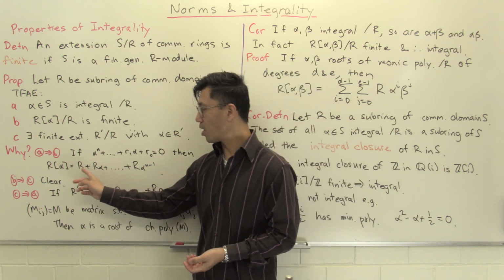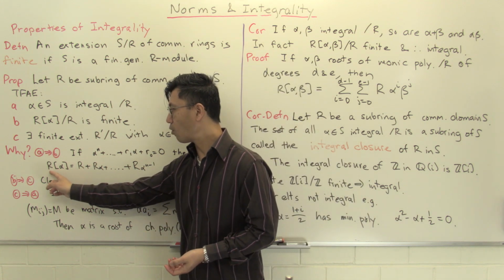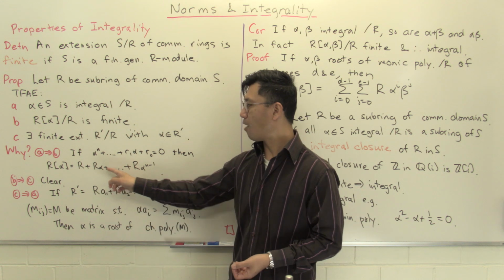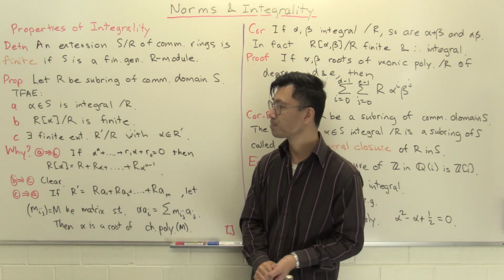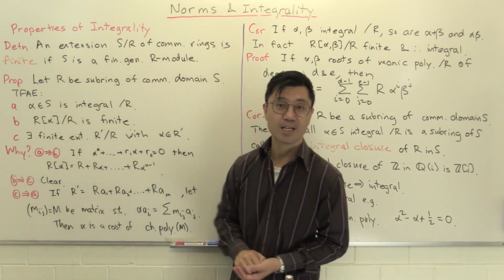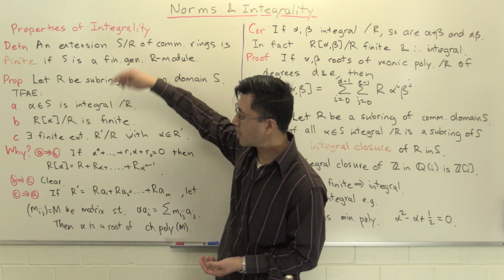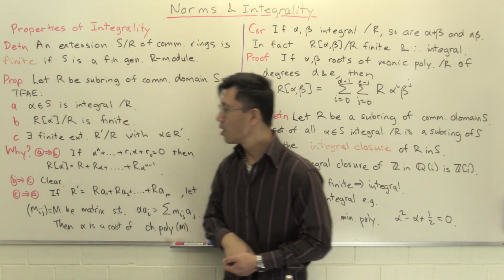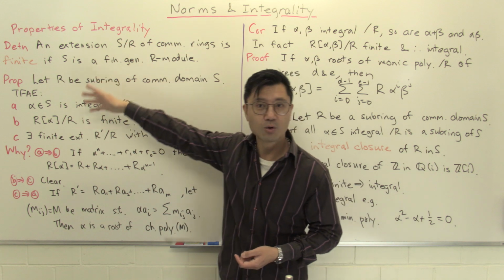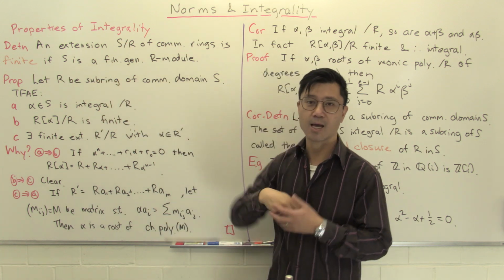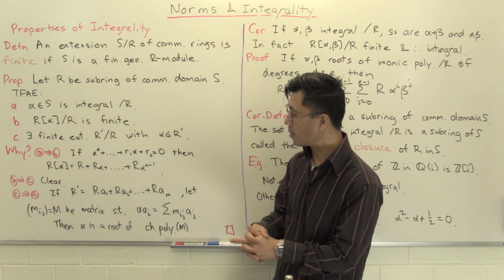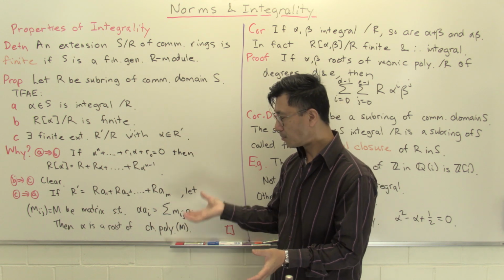And so a finite generating set for this R module is 1, alpha, up to alpha to the n minus 1. Now B, of course, immediately implies C because we can just take R prime to equal R[alpha]. So now to complete the equivalence, we just have to show that C implies A. I don't want to go through the full details, but the basic idea is very simple.